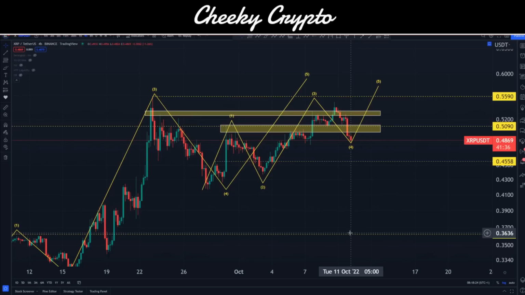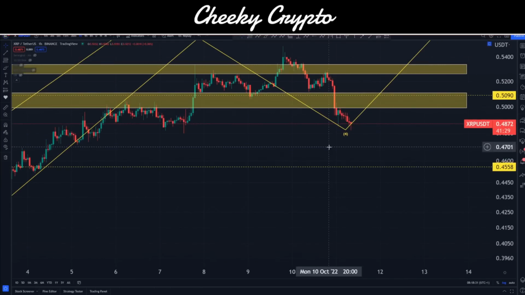Okay, let's jump into XRP though. XRP paired up with USDT. This is actually the 4 hourly. So what I'm going to do is bring this down into the 1 hour chart, and Binance is our data source here.